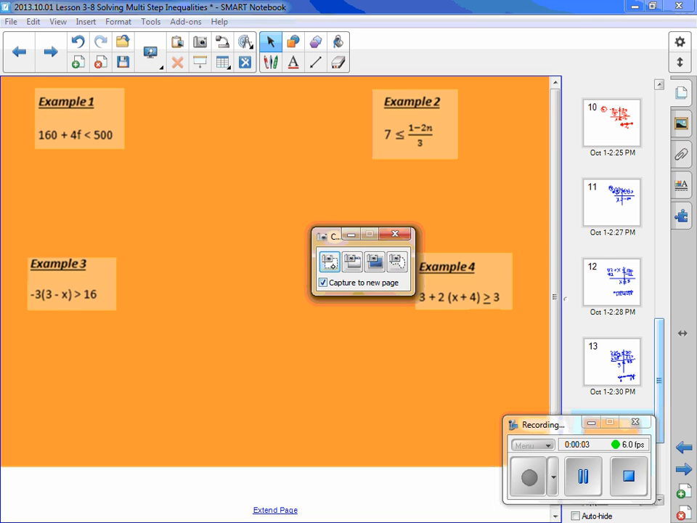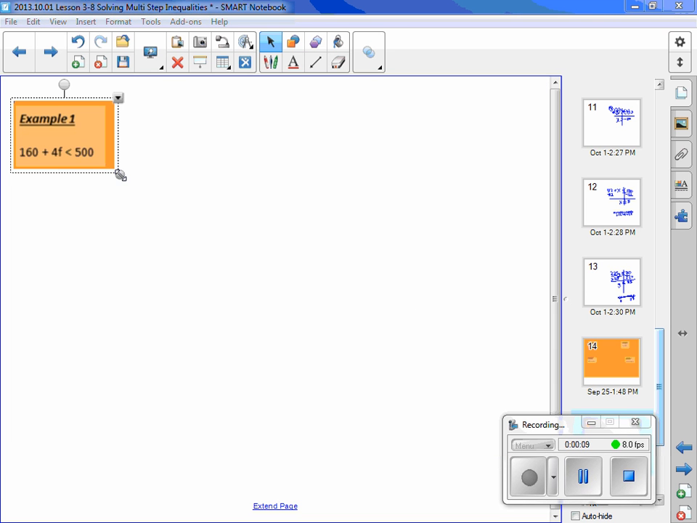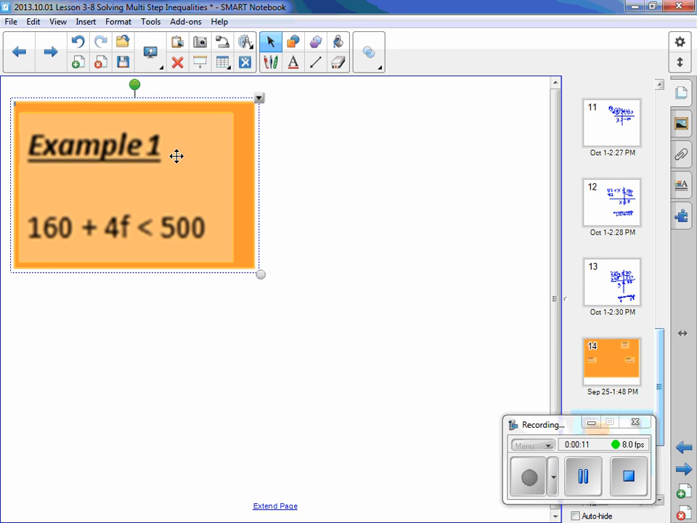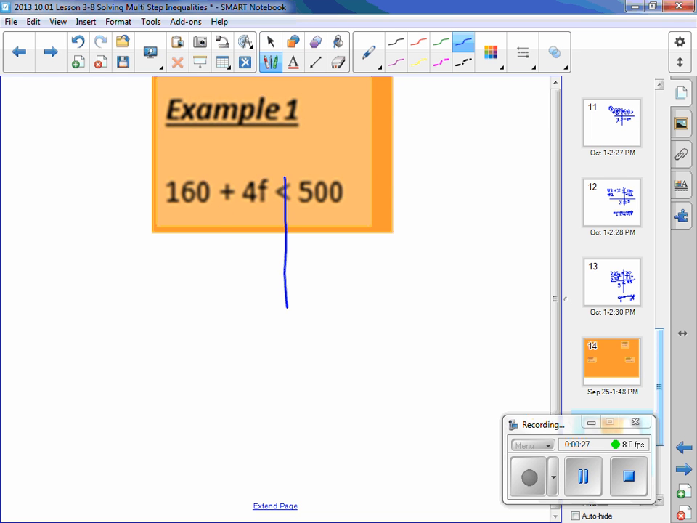Okay, so for example 1, it's still an inequality, but we've got a few more steps to follow. You go through the multi-step inequality: can I distribute, can I combine like terms, all that good stuff. Here we don't have distribution, we don't have any like terms, and we don't need to move all our variables over, which means the first place we're going to start is by subtracting 160 from each side.